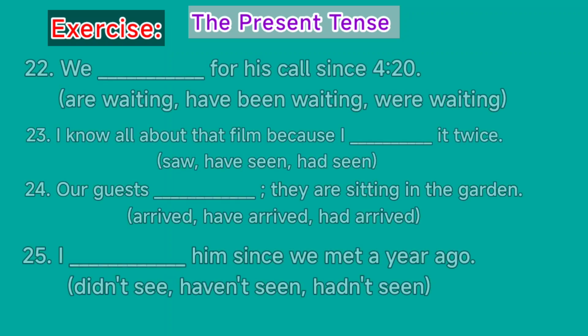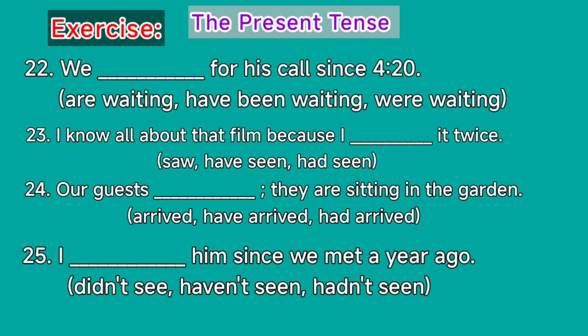The next one, we dash for his call since 4:20. Since plus 4:20 means since plus a point of time. Alright. So it is present perfect continuous. So have been waiting is the right one.